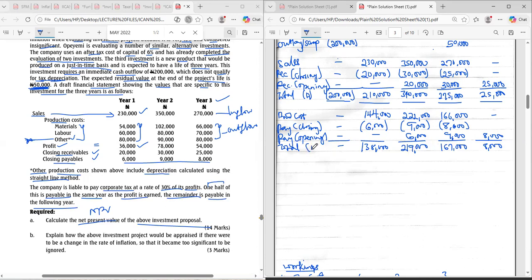So total, let's call it B. So the A represents our total income, the B represents like our total expenditure. So let's get our net cash flow. Do A minus B. Net cash flow before tax, Abi? Before tax. So just say A minus B.